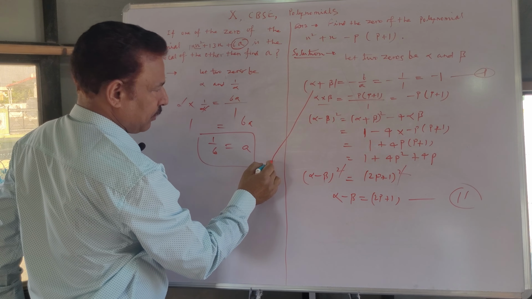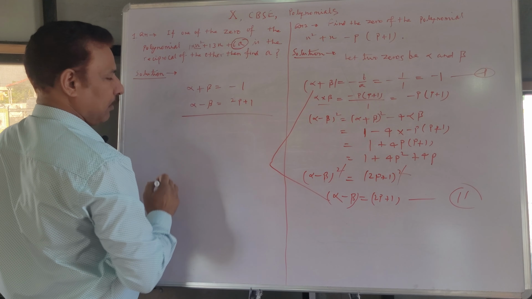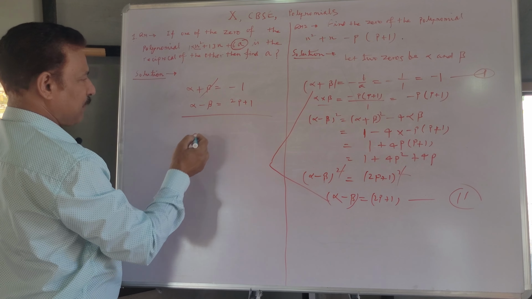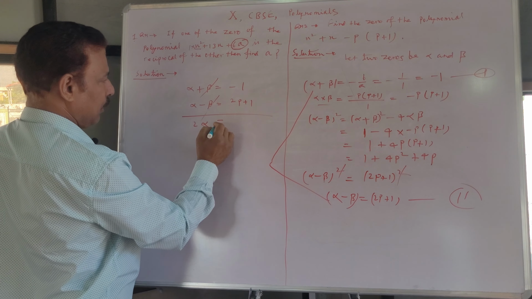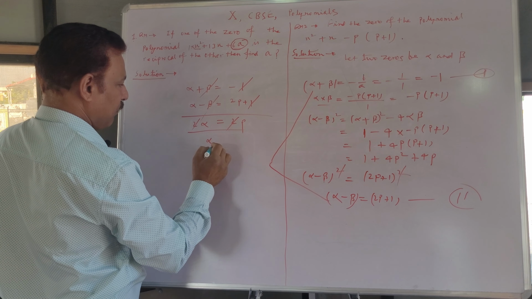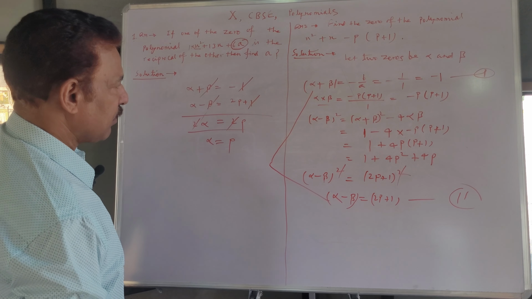So let us come over here. Let us do it here. We have got two equations, right? Alpha plus beta, what is alpha plus beta? That is no doubt minus 1. What is alpha minus beta? That is 2p plus 1. Okay. If you add these, plus beta cancelled away by minus beta, alpha plus alpha is 2 alpha, and minus 1 cancelled away by plus 1, 2p. 2 cancelled away by 2. So alpha is equal to p. You have got alpha is equal to p.